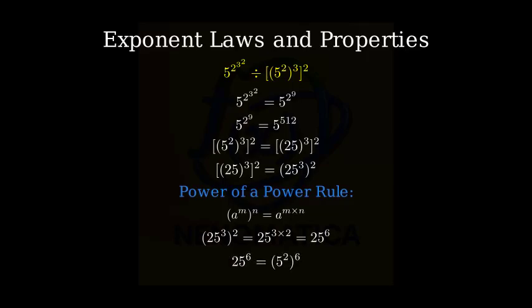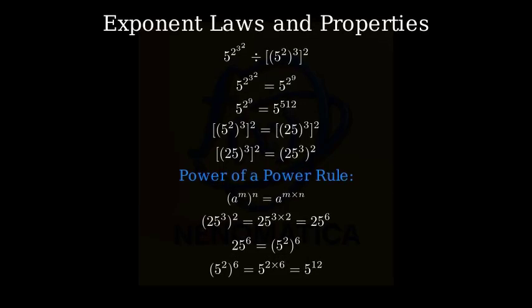Now we can express 25 as 5 squared. So this gives us 5 squared to the power of 6. Applying the power of a power rule again, we multiply the exponents. So 5 squared to the power of 6 is equal to 5 to the power of 2 times 6, which is 5 to the power of 12.